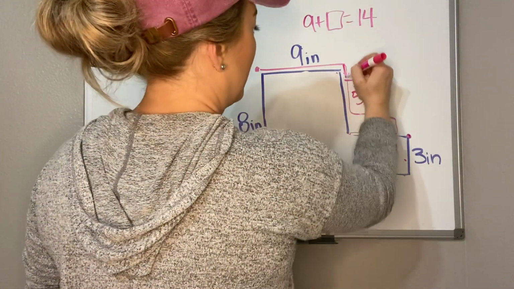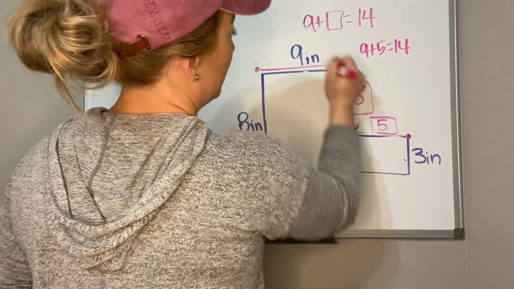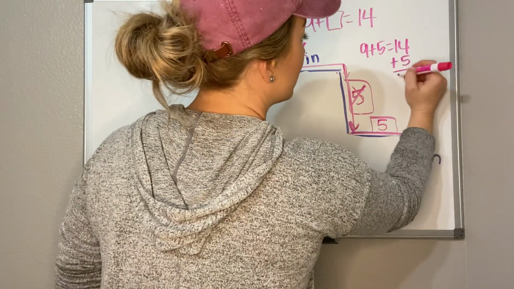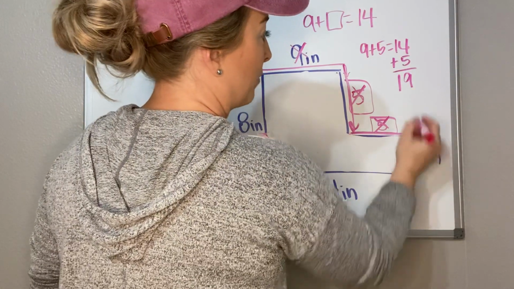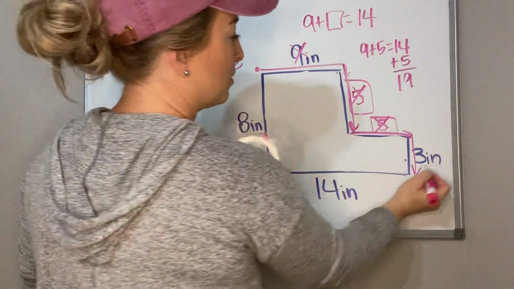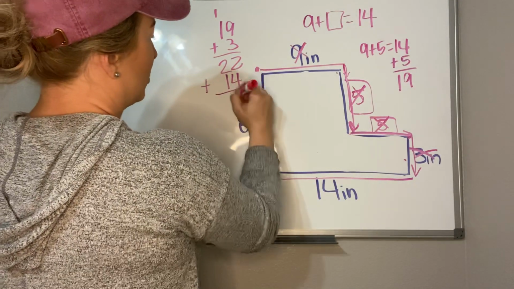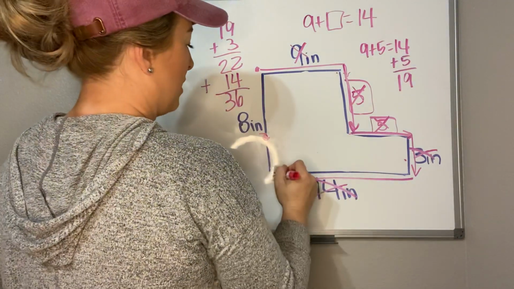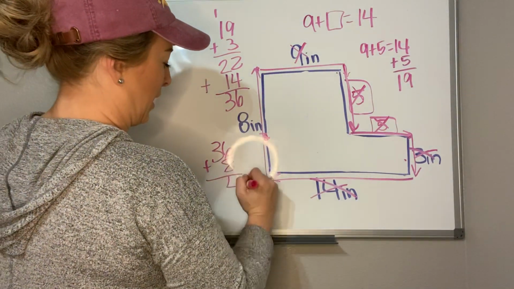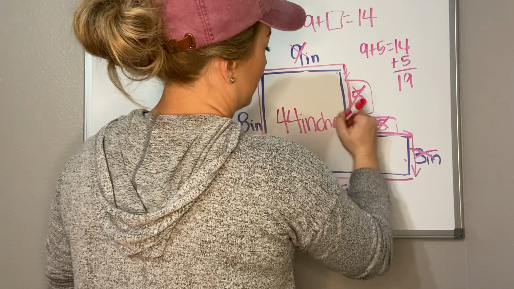So I have 9 and now I have 5. And 9 plus 5 equals 14. I'm done using these. I'm going to turn and travel 5 more. 14 plus 5 is 19. I'm going to turn down and travel 3 more, and 19 plus 3 is 22. I'm going to turn and travel a long one, 14 more, which gives me 36. I'm done with this. I'm going to travel my last side, which is 8 more, so 36 plus 8 is 44. So my entire perimeter is 44 inches.